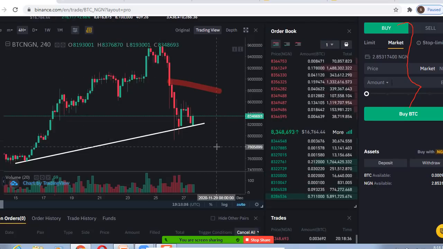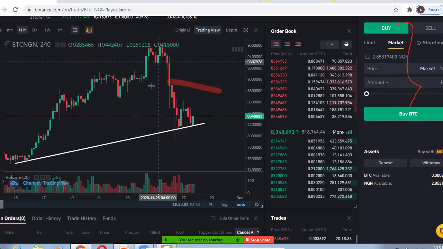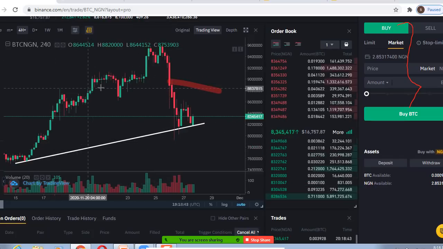If this trend should be a downward trend, how do I understand? Okay, sir. So you buy low when the price is low and sell when it's high. Nice. Yeah.